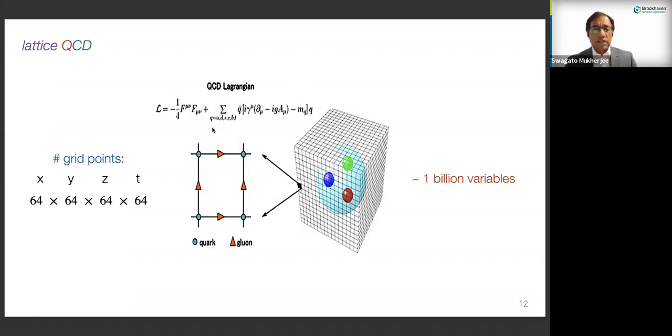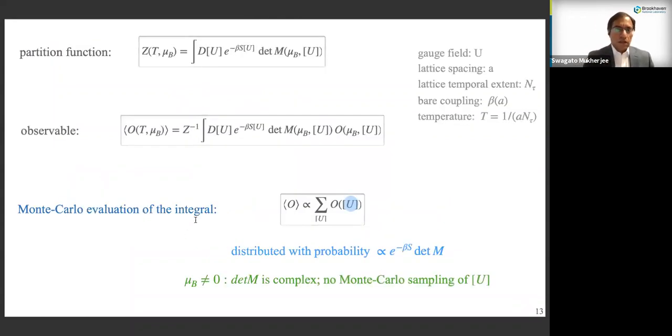But such a thing has tons of degrees of freedom. A very modest lattice of 64 to the 4th will have about a billion variables, and you have to evaluate this path integral over a billion variables. So obviously you need a supercomputer to do this. So that's what we do, and that's the technique that we are going to use.